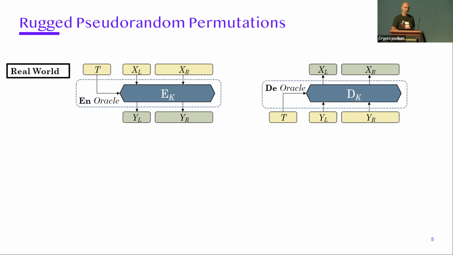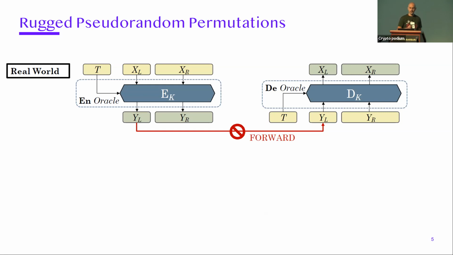Here's the definition in more detail. We give the adversary oracle access to the enciphering algorithm and deciphering algorithm. But now we impose two main restrictions on what the adversary can query to the deciphering oracle. The first restriction is that it cannot make a deciphering query using a left value that was previously returned by the enciphering oracle. This holds no matter what the other values of T and YR are.